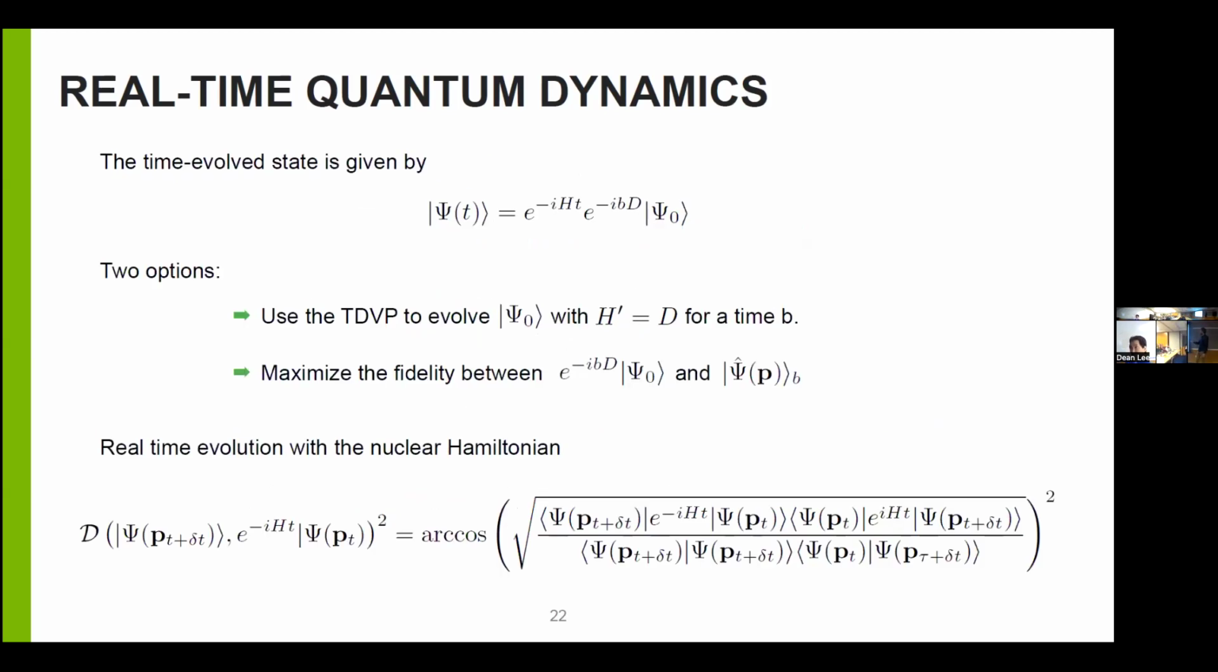The time evolved state is given by this. We start from the ground state of the system, then we apply a boost with the dipole operator, and then we evolve with the nuclear Hamiltonian.